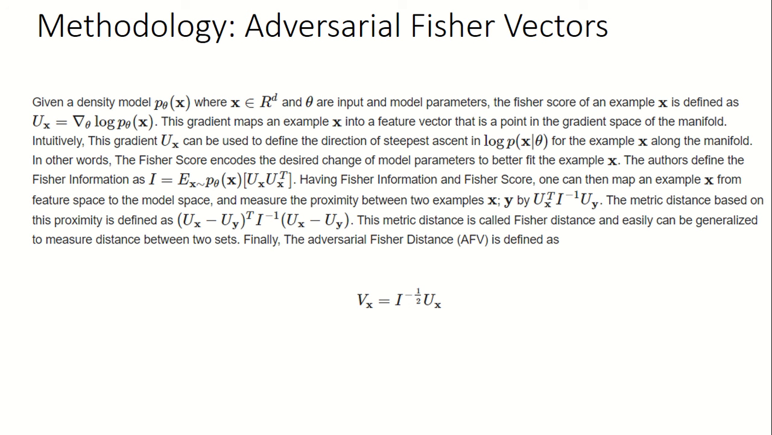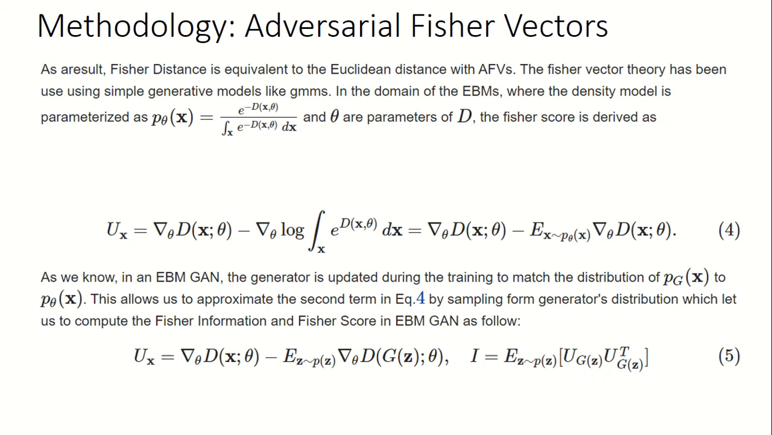We can extend this adversarial Fisher vector to a distance between two sets. Having the Fisher information, you can define it in a metric space and treat this as a real distance.